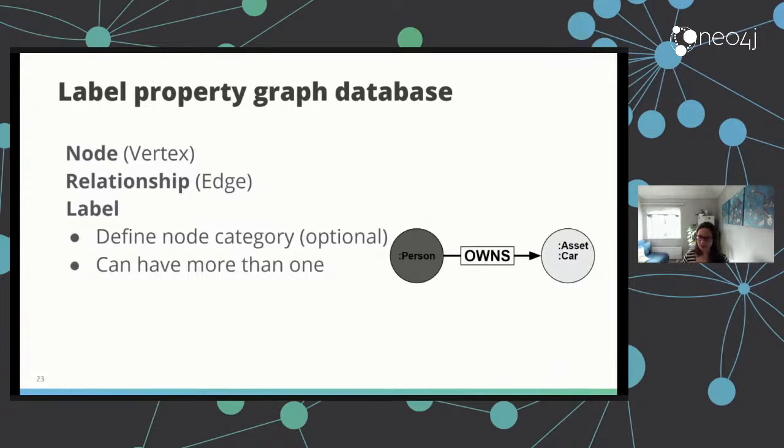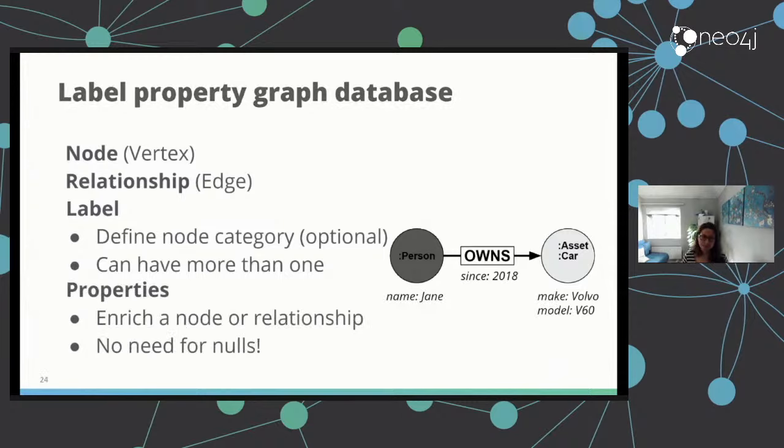So if we had one example, we wanted to understand what car somebody owned, that's great. But if we were looking at it from an insurance perspective as well, and we want to know about assets, and an asset can be a car, an asset can be a house, an asset can be a TV, and so forth, maybe we want to add more labels to describe that.